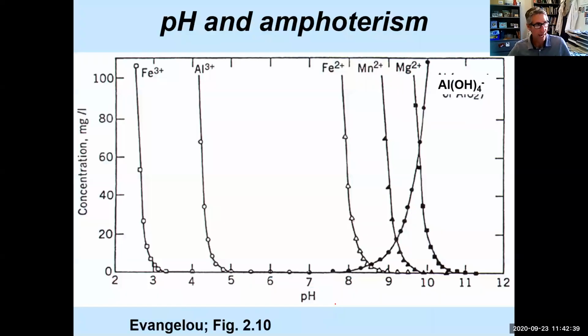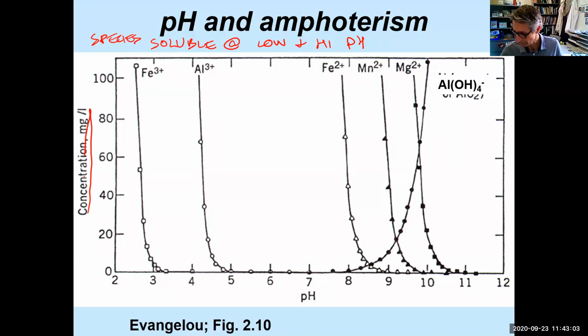Now, amphoterism, right? Amphoteric, right, just means that a species is soluble at low and high pH. Okay, so let's focus on aluminum here. So here we're looking at concentration, right, on the y-axis, and here we're looking at increasing pH on the x-axis. And we can see, right, that aluminum is soluble and exists as a cation at pHs less than 5.5.